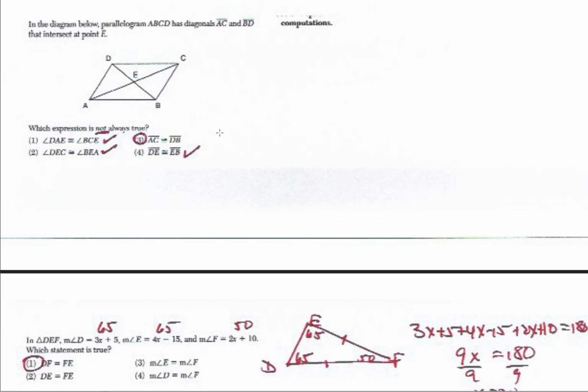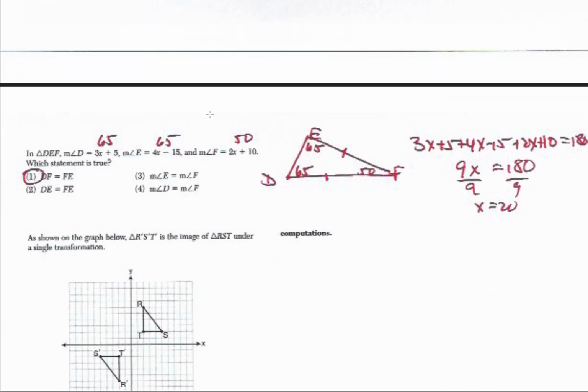All right. In the diagram below, parallelogram ABCD diagonals intersect at point E. Which expression is not, I underlined it, always true? AC is not necessarily congruent to DB, only if it's a rectangle or a square, but not in general for parallelograms. You can even look at that and see DB is the shorter diagonal, AC is the longer one.